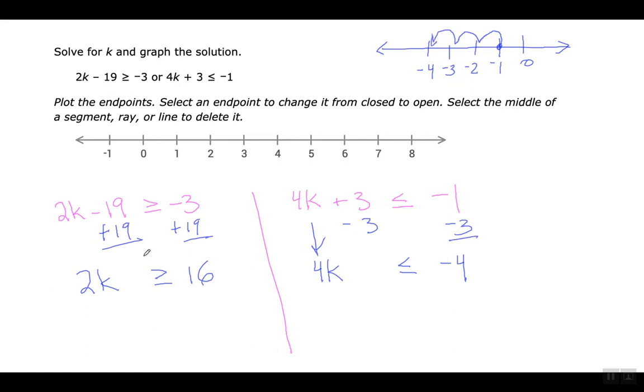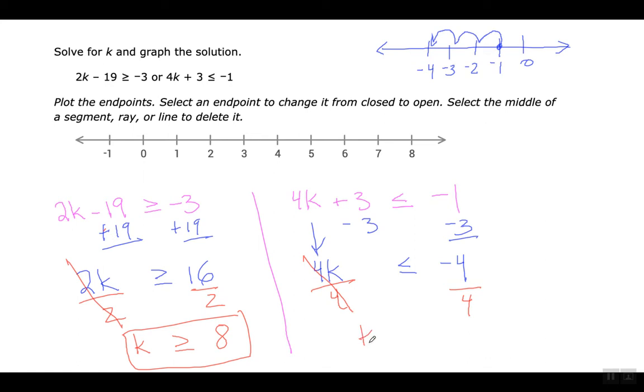Alright, so now to get rid of the number in front of the variable, I'm going to divide. So I'm going to divide both sides by 2. Right here, the 2's cancel out. So k greater than or equal to 8 on this side. And over here, divide both sides by 4. This 4 cancels out. So k less than or equal to negative 1.